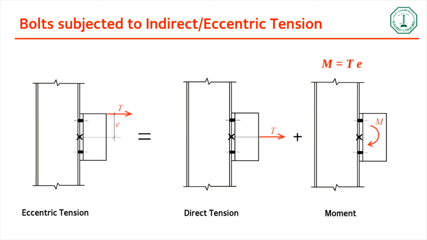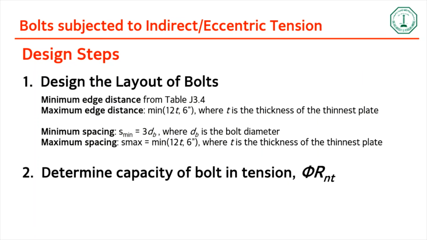Let me just open the slide. So what happens is you have a direct shear as well as a moment, as we discussed. Okay. Now the design steps are quite easy. You have to design the layout of the bolts. You have to calculate the capacity of the bolt in tension. This is simply phi Rn,t. What is phi Rn,t? Phi Rn,t is equal to phi Fn,t times Ab.